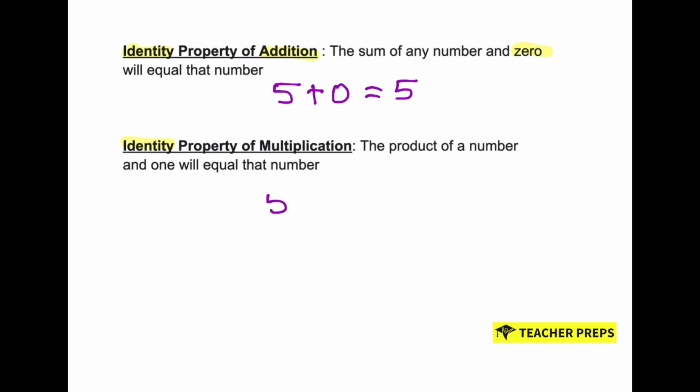If I have 5, what do I have to multiply 5 by so that it maintains its identity and remains a 5? If you thought 1, you're correct because 5 times 1 is 5. So the identity property of multiplication states that the product of a number and 1 will equal that number.